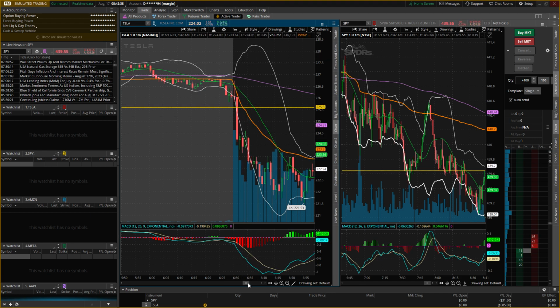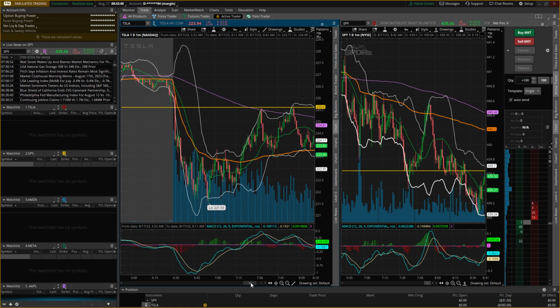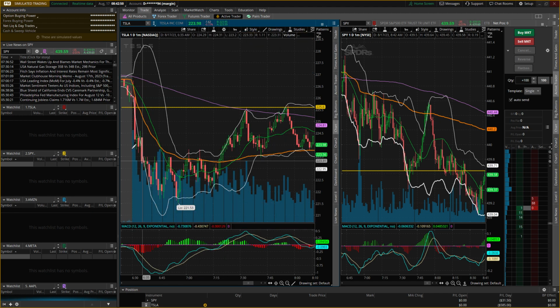Okay, let's see what happens. The second entry would be here. The short is touching here, rejecting the VWAP. But what's happening here? Look at this. Suppose we don't know where to buy. We cannot buy here. We cannot buy here. And look at this, what happened. We could take a chance here.